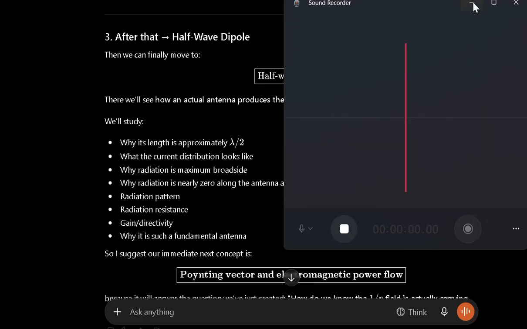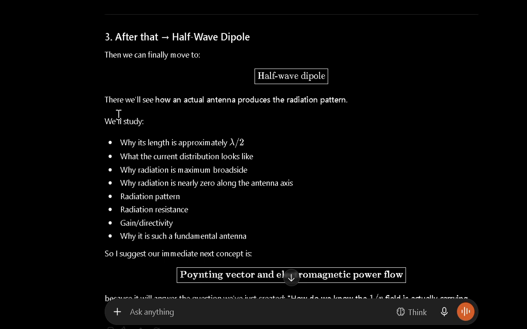So we are talking about the half-wave dipole. What is a half-wave dipole? Then we can finally move to the half-wave dipole.